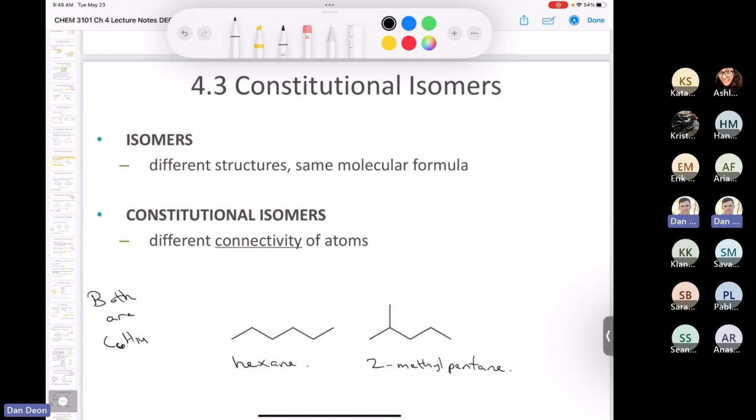So not only do they have different structures, even though they have the same molecular formula, they have different physical properties. So we'll put here constitutional isomers, different physical properties. And that's going to mean things like boiling point, melting point, flash point, density, all that kind of stuff. Okay, so they're going to have different physical properties, and that's going to be very important for us.